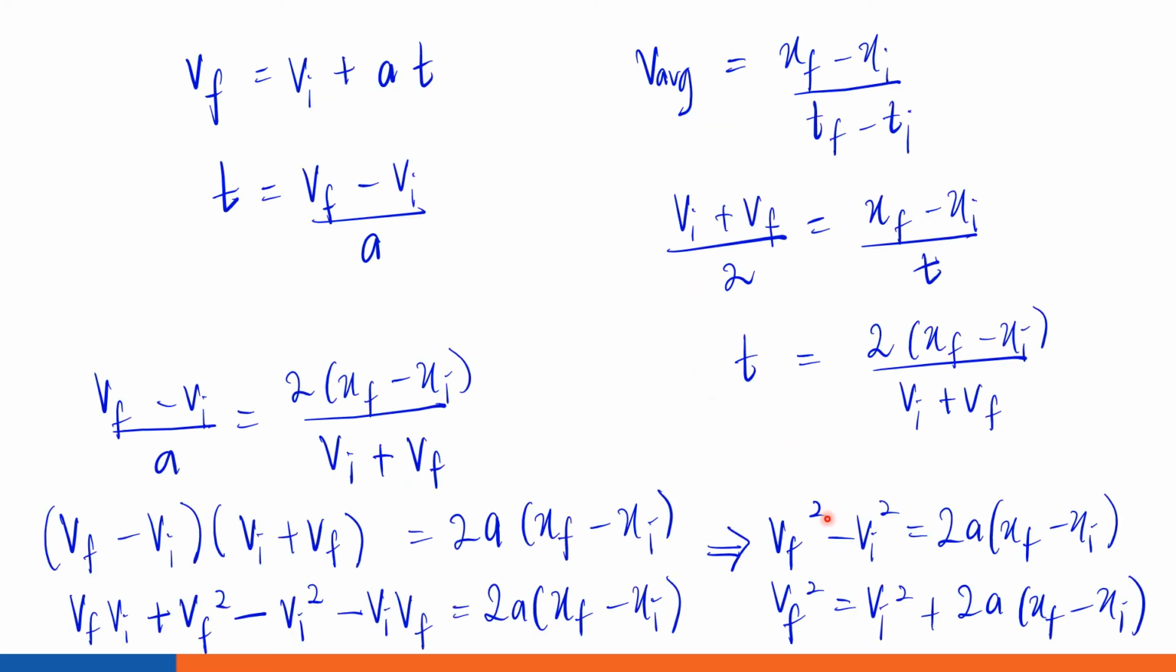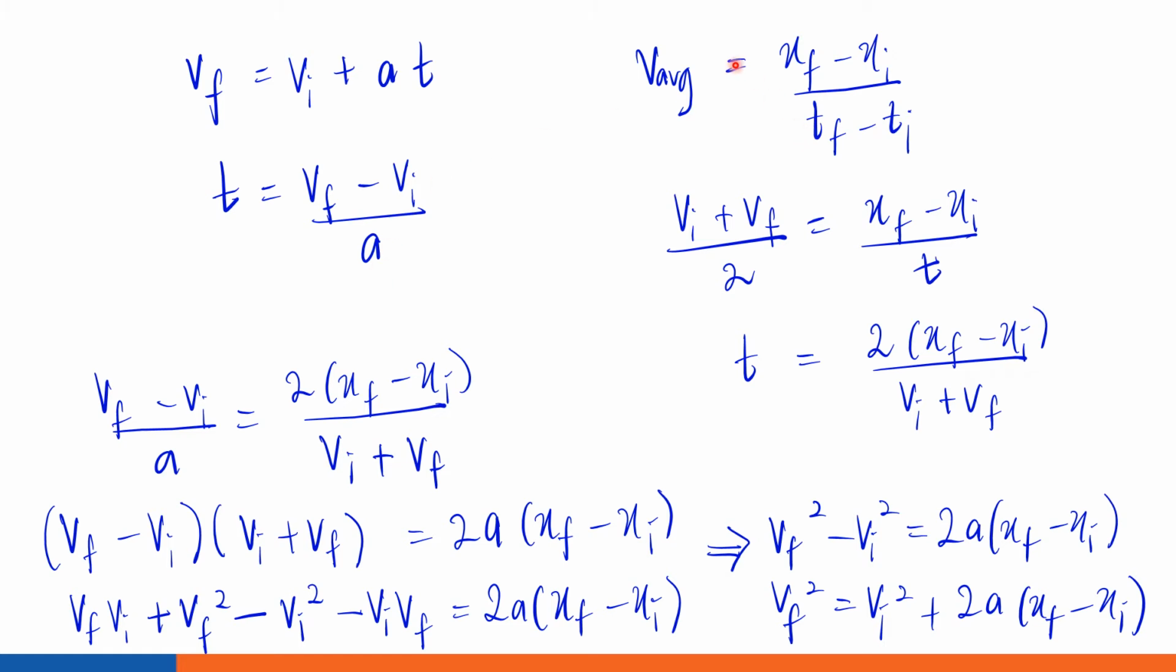For this one, we're going to be deriving the formula of Vf squared is equal to Vi squared plus 2a x final minus x initial. It is based on two formulas that we have used before, which is the first one, Vf is equal to Vi plus at, and another one is the definition of average velocity. For the first equation here, I'm going to rearrange the formula, and then it is going to be in the form of t is equal to Vf minus Vi over a.